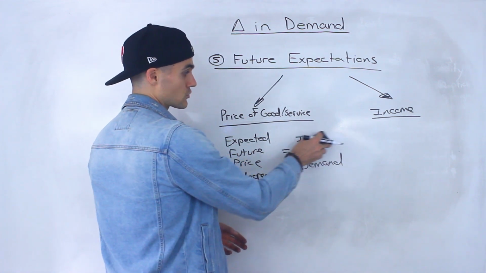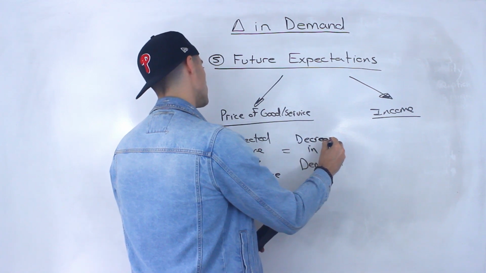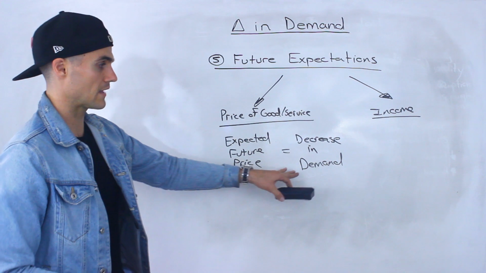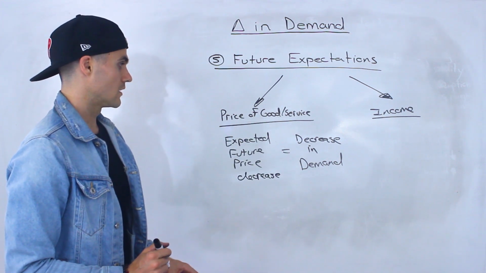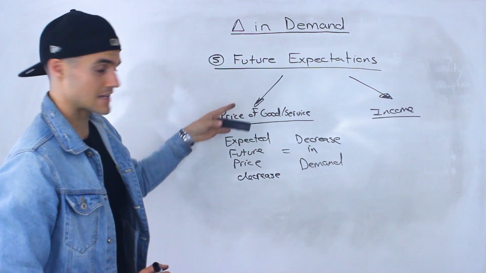then there's going to be a decrease in demand. So if you think that the housing prices are going to go down, then there's going to be a decrease in demand. There's going to be a lot of selling of homes going on. All right, so that's expectations about the price of a good or service in the future.